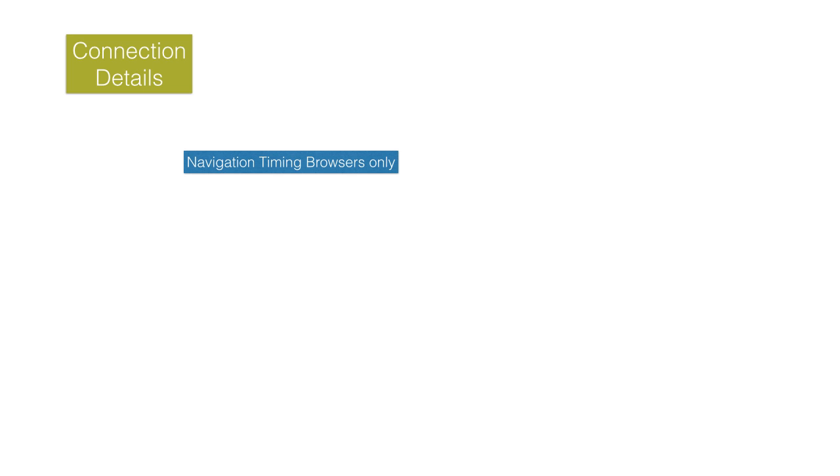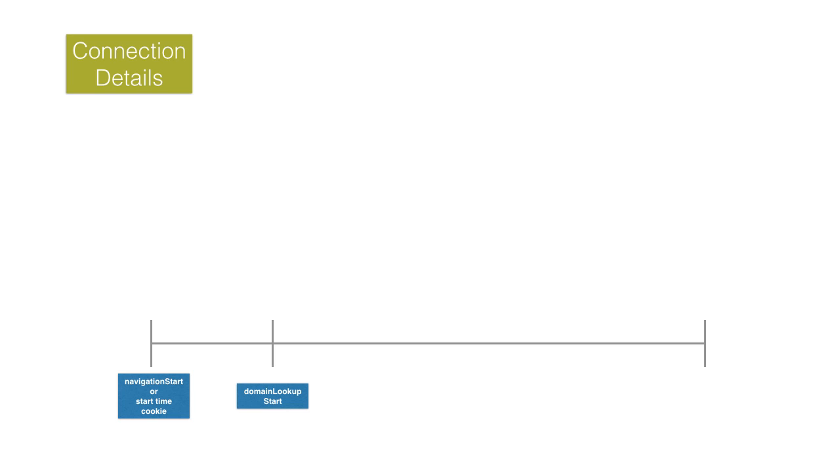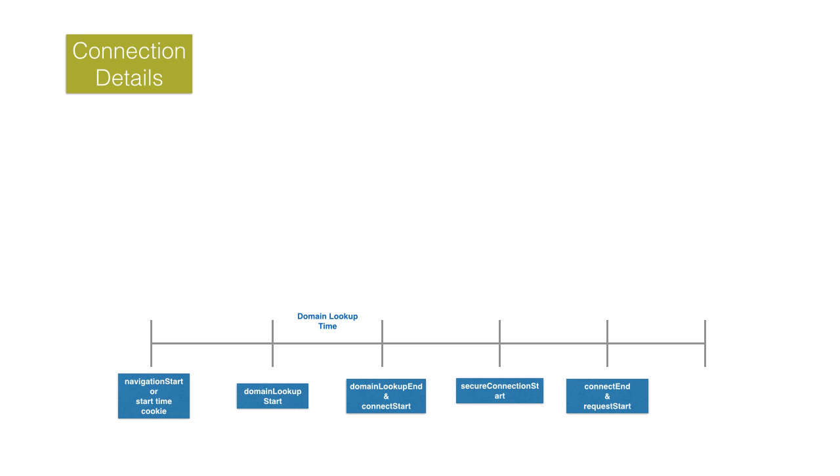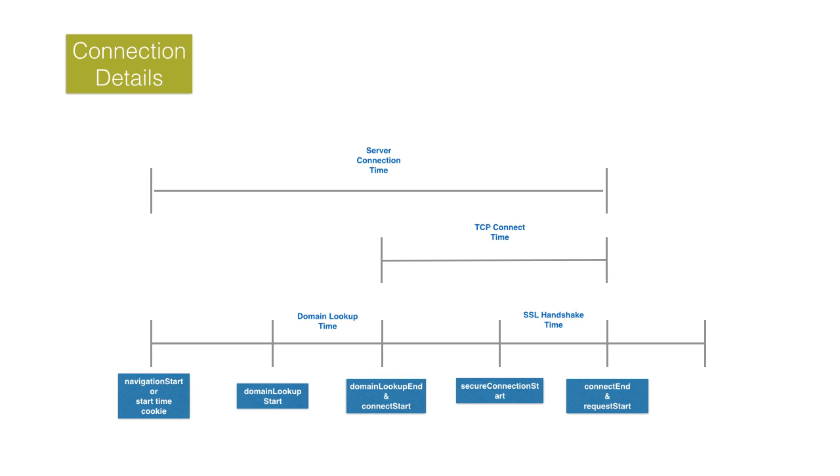NavTime browsers provide additional detailed information on connection details: domain lookup start, domain lookup end and connect start, which produces domain lookup time. If you're using SSL, secure connection start, and connect end, request start, produce SSL handshake time, TCP connect time, and server connection time. Finally, response start produces response available time. There are other metrics that involve counting, like page requests per minute, but those are calculated in the cloud based on the number of your beacons that it receives.